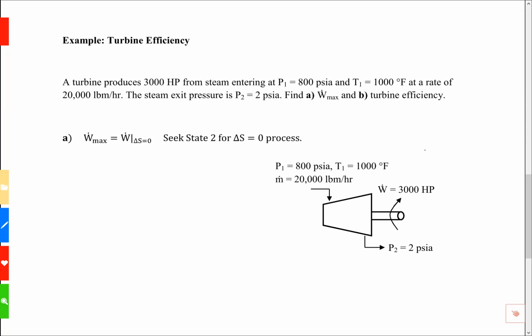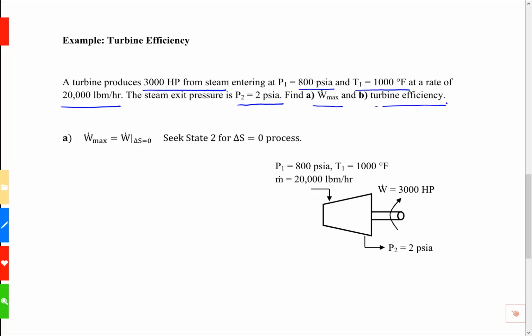In this example, we're given a turbine that produces 3,000 horsepower from steam. We're told the inlet state is 800 psia and 1,000 Fahrenheit, and the flow rate of steam is 20,000 pounds per hour. That's a good-sized turbine. The exit pressure is 2 psia. We're asked to find the maximum power and the turbine efficiency.